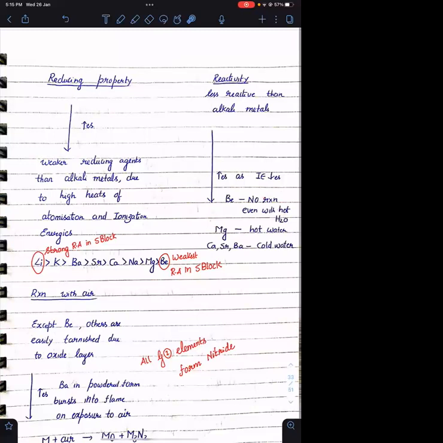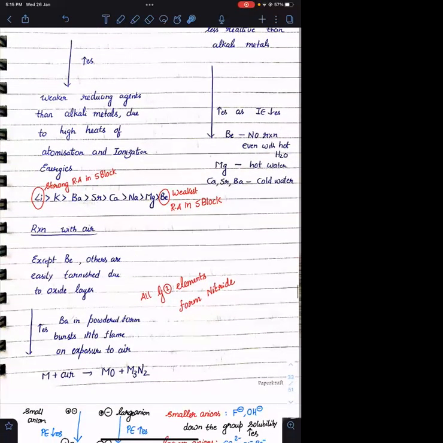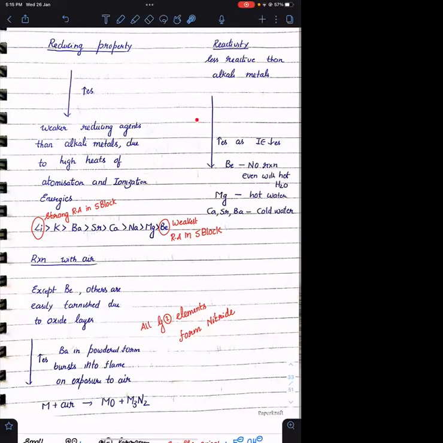With magnesium, it can react with hot water. Calcium, strontium, and barium are able to react with cold water. Okay, is that clear? And the reactivity of group 2 elements is relatively lesser than group 1 elements because of the greater ionization energies when compared to group 1.